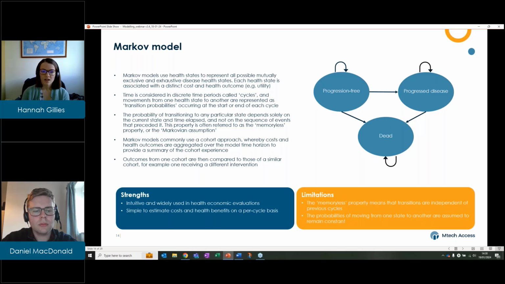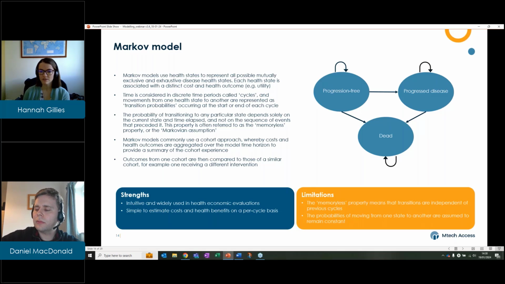So the strengths are that it's intuitive and very widely used in health economic evaluations. It's simple to estimate the costs and health benefits on a per cycle basis. So for example, if you have a monthly cycle, you would need to source the costs and utilities, and these can be applied on a monthly basis throughout your model.